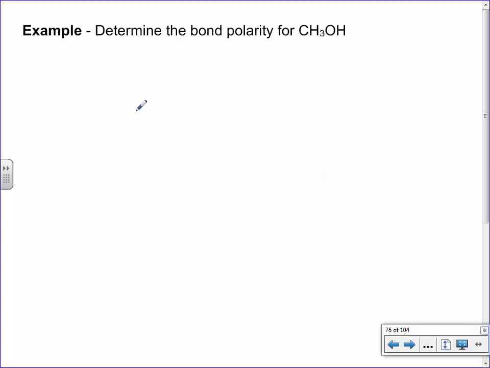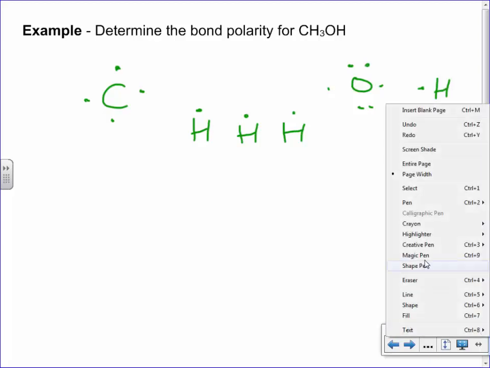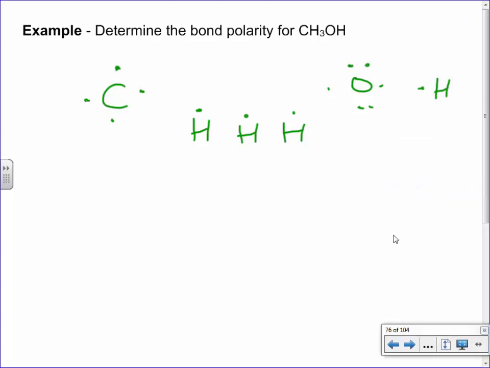First, I have to start at the very beginning, though. I need to do a Lewis dot diagram. So again, pretend that you're my daughter playing with Legos. We need a C. We then need 3 H's. 1, 2, 3 H's. Then we need an O. Then we need an H. And we've got to fit it together. This one's a little bit more challenging. Everybody okay so far with me making the Lego pieces?